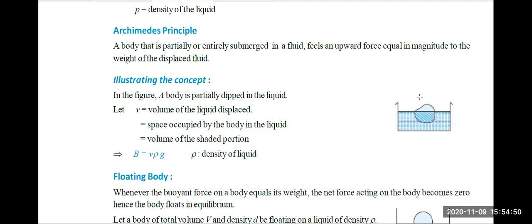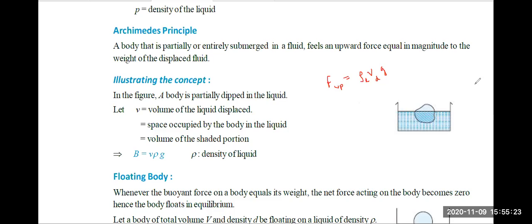Okay, so how can I say that a body is submerged, not submerged, or partially submerged, right? Now think about it. We know that F upthrust, or buoyancy force, is rho of the liquid, into the volume displaced by the object, into g. Got it? Yes or no? Tell me. Yes or no?